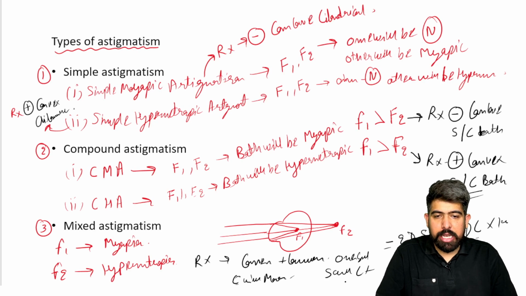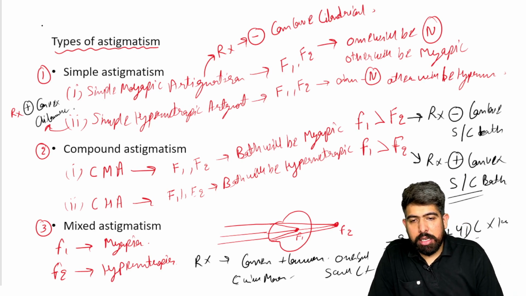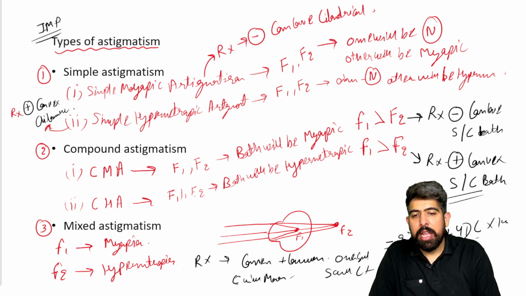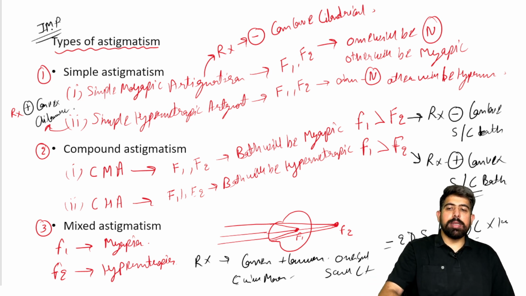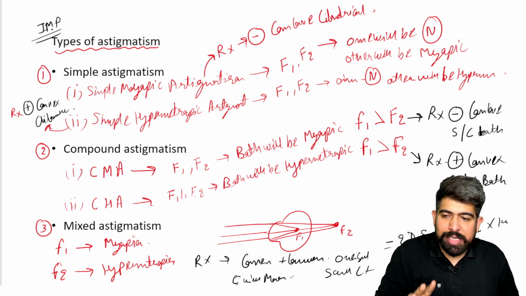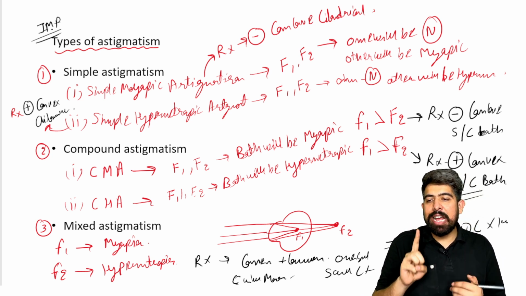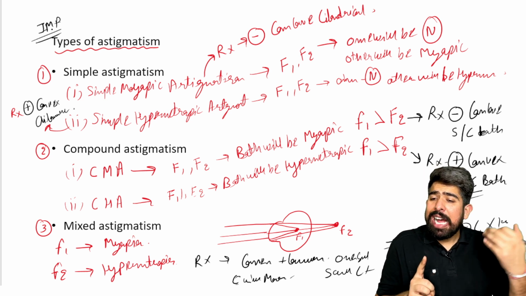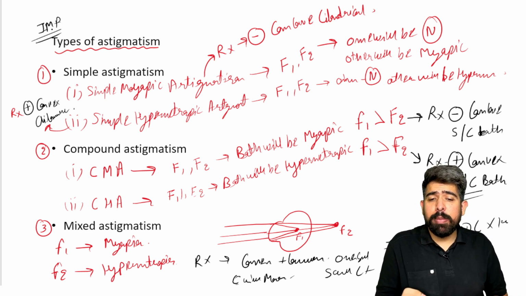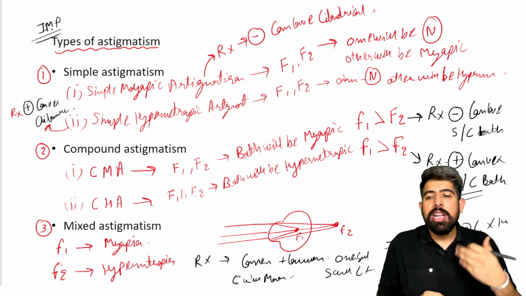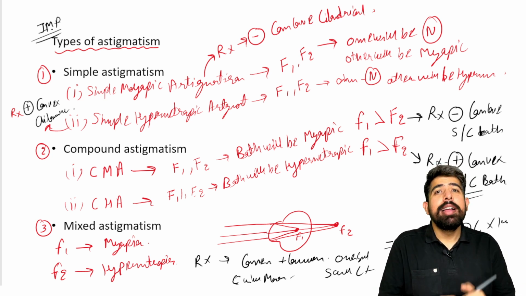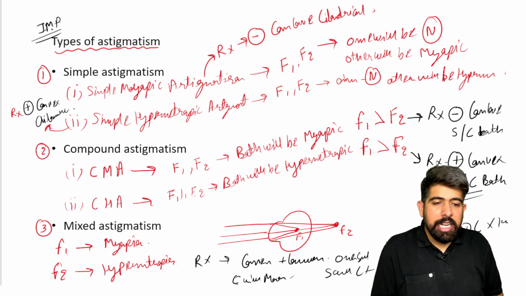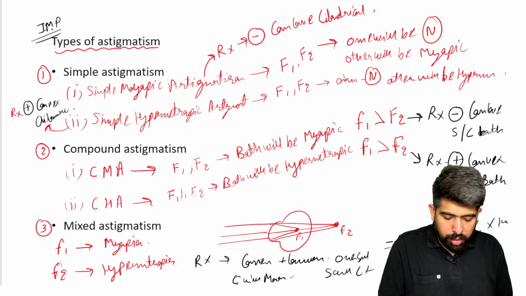I hope you understand this, and I am giving you the surety that this is a very important topic related to astigmatism, and it can come in your exam. Right. So remember, I am revising that astigmatism is divided into three types. Simple astigmatism, having simple myopic astigmatism and simple hypermetropic astigmatism. Then we have the compound astigmatism, in which we have compound myopic astigmatism and compound hypermetropic astigmatism, and the last one is the mixed type of astigmatism. Right. So this is all about your astigmatism.